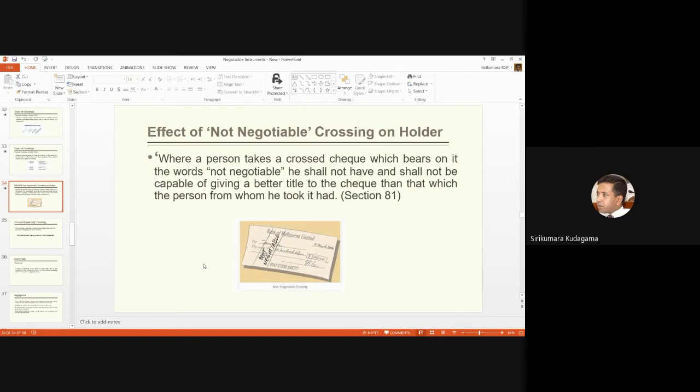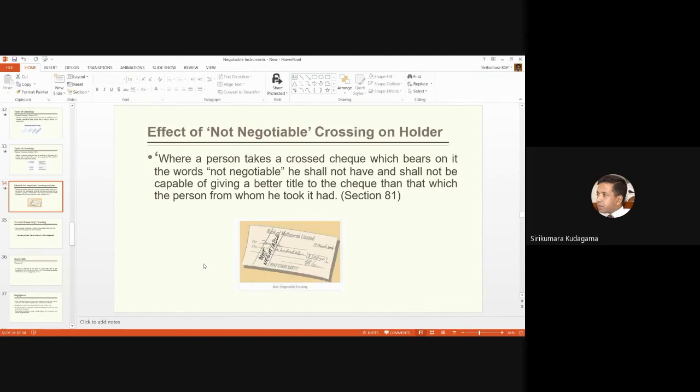And also, if B wants to pass it on to C with an endorsement, he cannot give C any better title than that of A because of this section. This section says any person cannot have and cannot give any better title to the check than the title of the person from whom he took it had in that check, right?